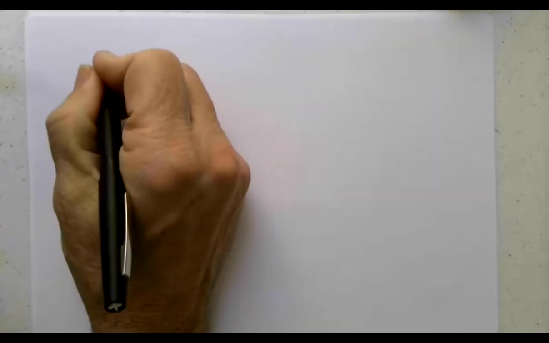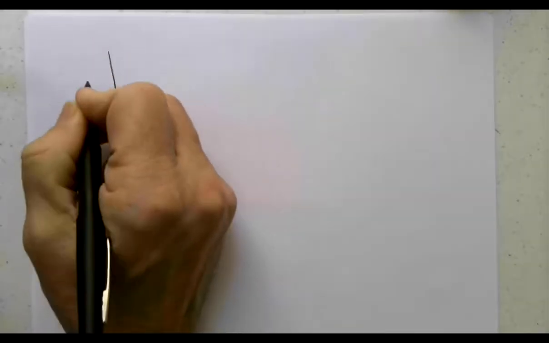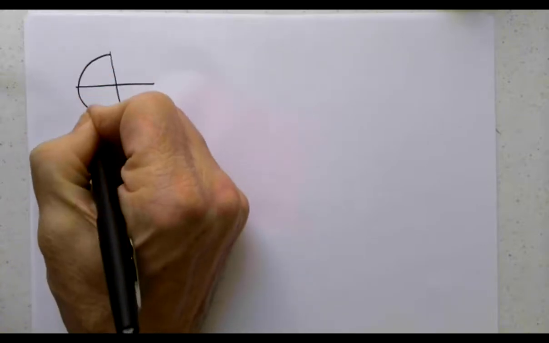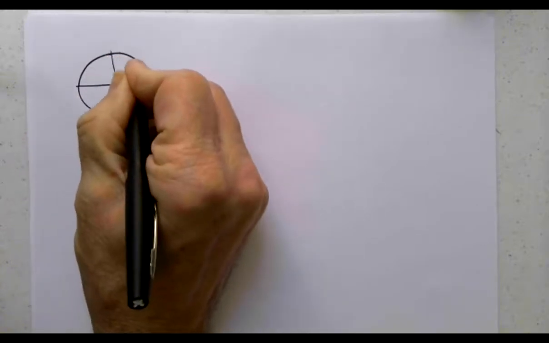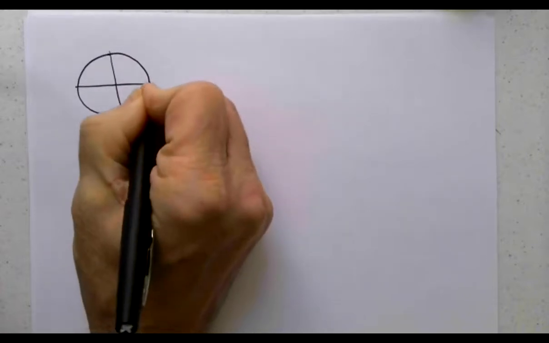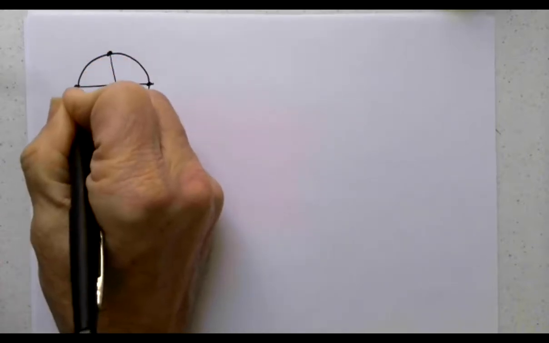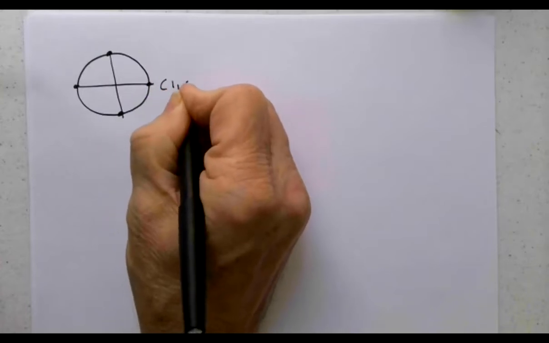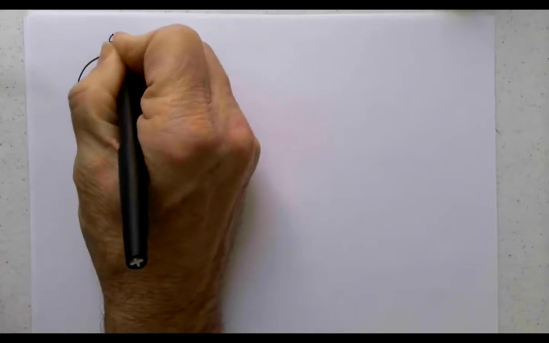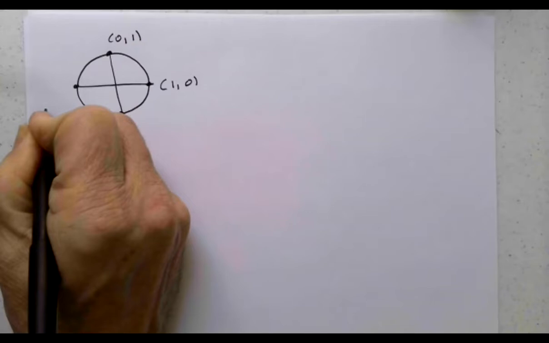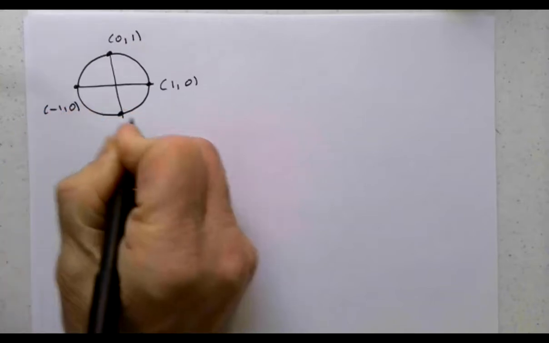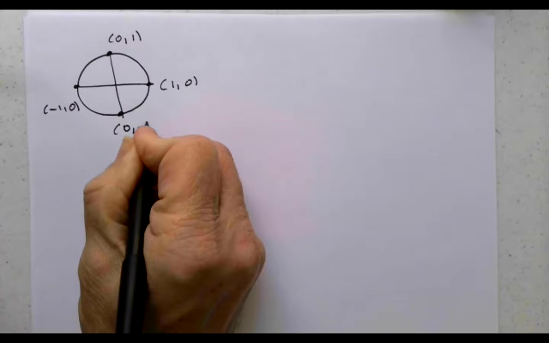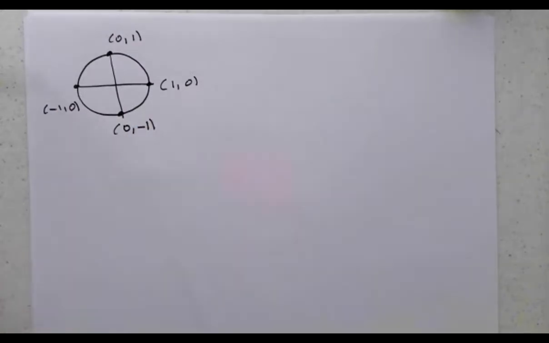So first off, we have a unit circle, a circle of radius 1. And there are 4, or possibly 5, if you think of it, points of interest. This is the point where x is 1, y is 0. This is the point x is 0, y is 1. This is the point x is -1, y is 0. This is the point x is 0, y is -1, and then we're back to 1, 0.